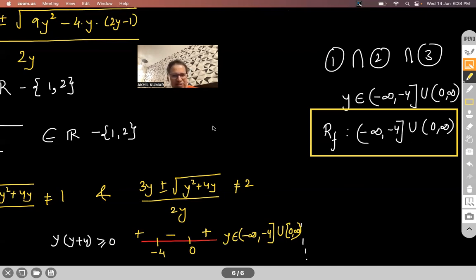So do you always need to check the first restriction? So is zero included or not in the range? No, see the final answer. This is the final answer, the one which I have boxed. Zero is not included. Oh, yeah, yes.